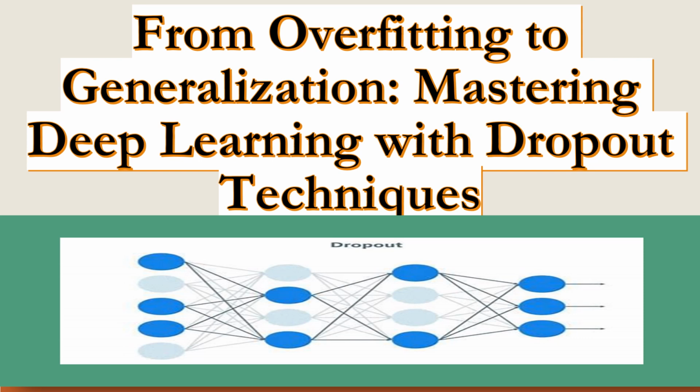Dropout is one such magical technique that has become a staple in the deep learning toolbox. It's like having a magical eraser for your neural network, randomly removing neurons and their connections during training. By doing so, dropout prevents your model from becoming too reliant on specific neurons, reducing its overall complexity and guarding against overfitting. In this video, we'll embark on a journey through this fascinating world of dropout.